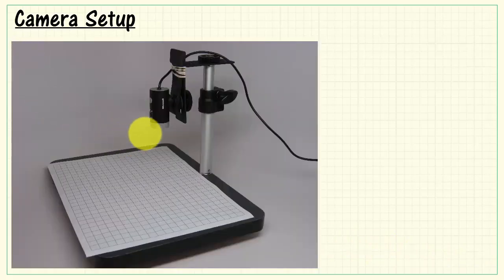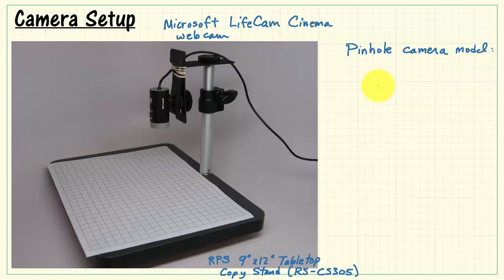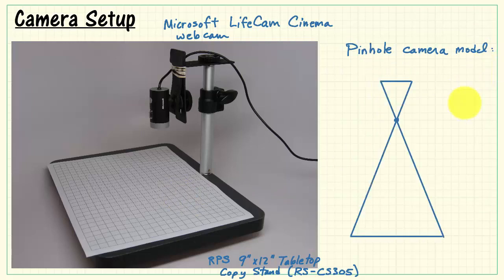Now in my setup, I have a Microsoft LifeCam Cinema webcam attached to a tabletop copy stand, and this is the RPS 9-inch by 12-inch model. The webcam is looking at the object plane, and we can summarize this setup using the pinhole camera model. This is kind of an idealized model. It's based on a projection center in the middle, essentially the lens. We have our image sensor on the top, and then down here at the bottom we have the object plane.